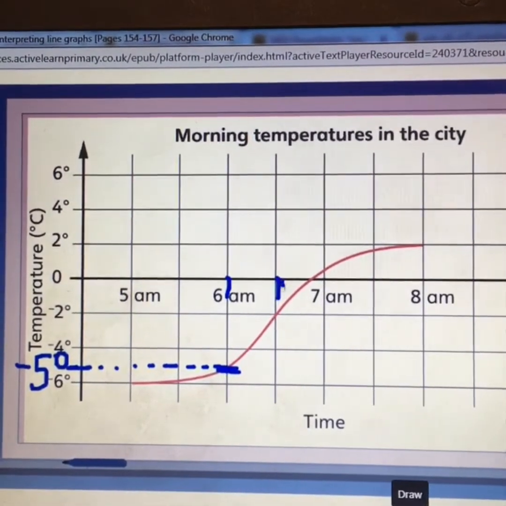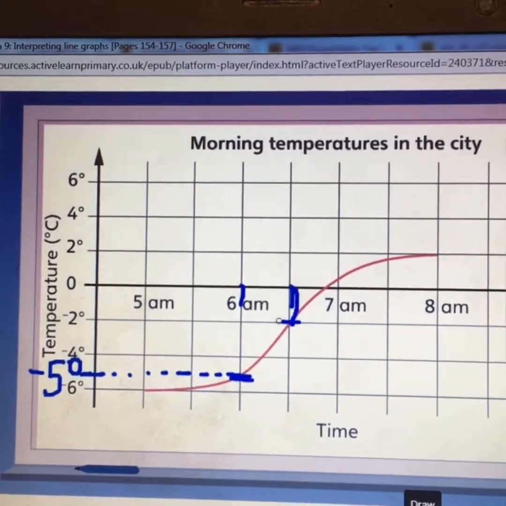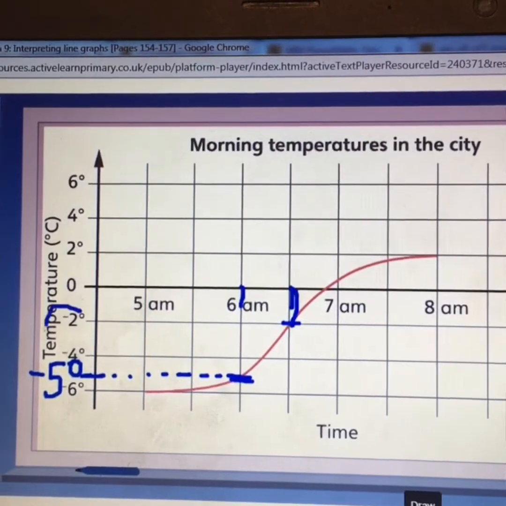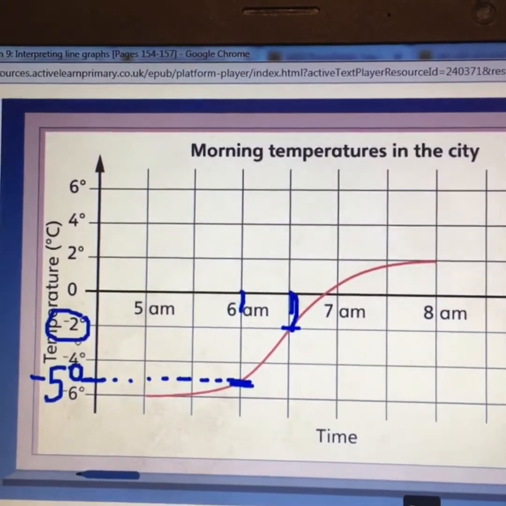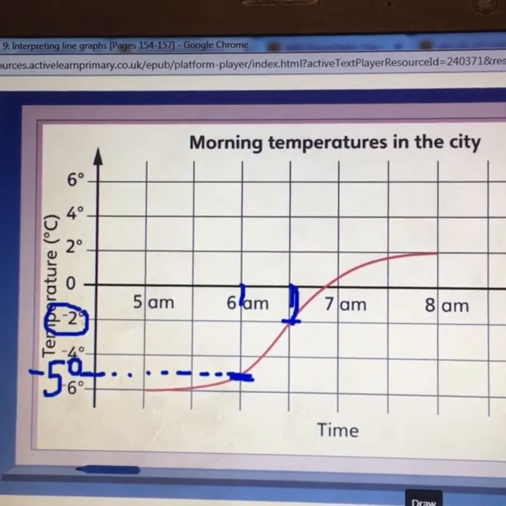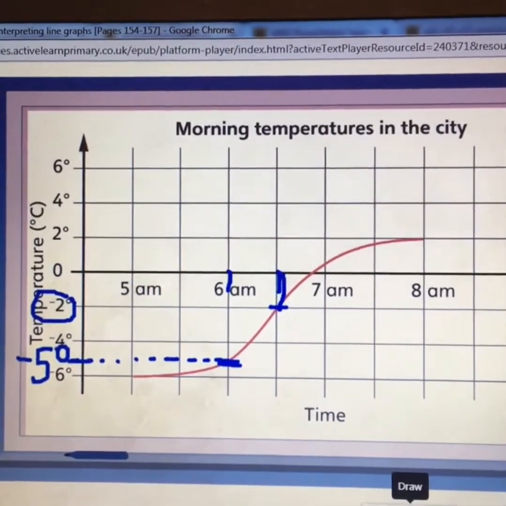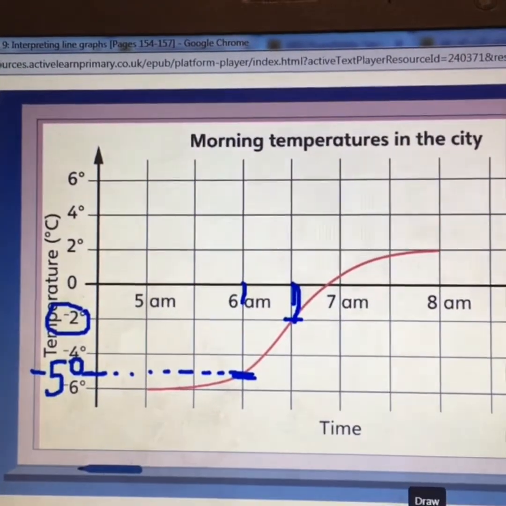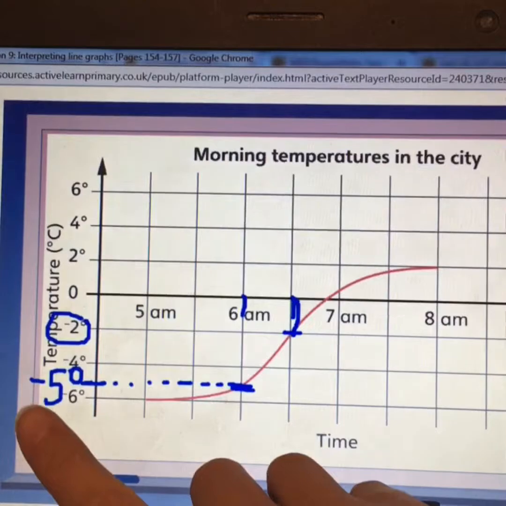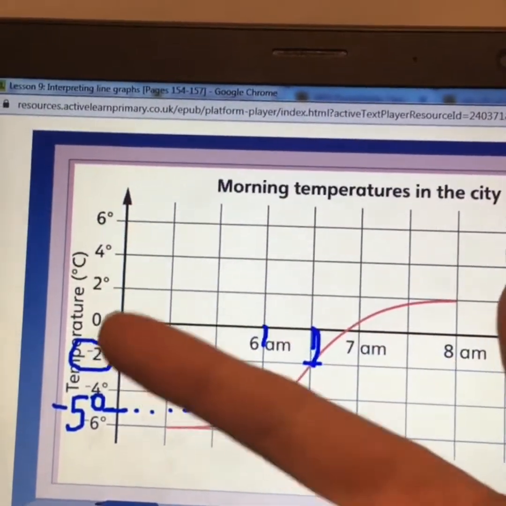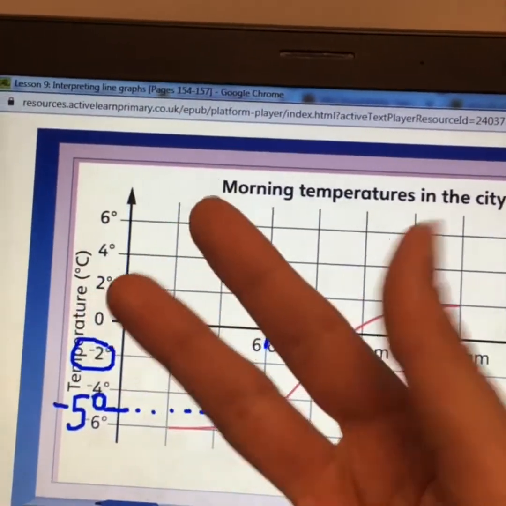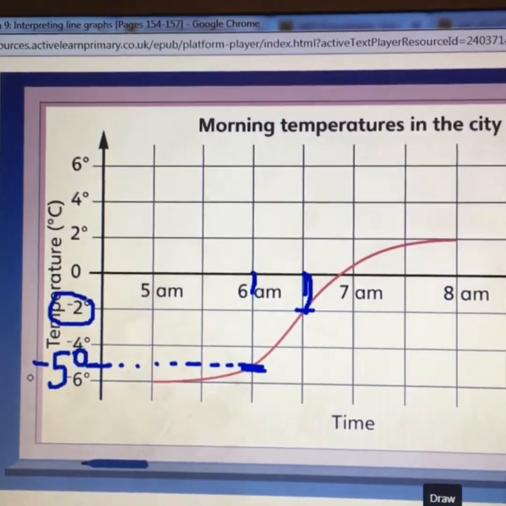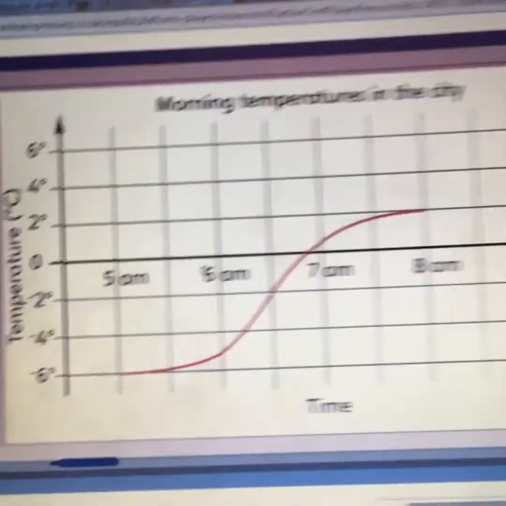Right, now I'm going to look at 6:30. Also, 6:30 is nice and easy because it hits the line on the line graph on a grid, which is good. So I can go across and I can see that it was -2 degrees. So what's the difference between -2 and -5? Well, think about it. What's the difference between +2 and +5? So if we started at -5, we'd go -4, -3, -2. So the answer would be 3 degrees difference, which is the same as the difference between +2 and +5.